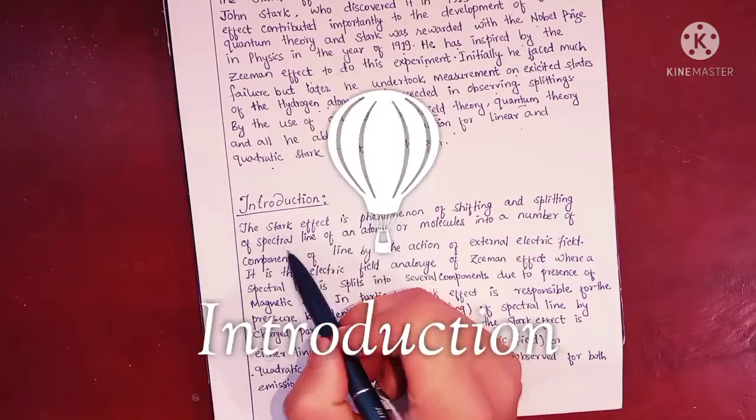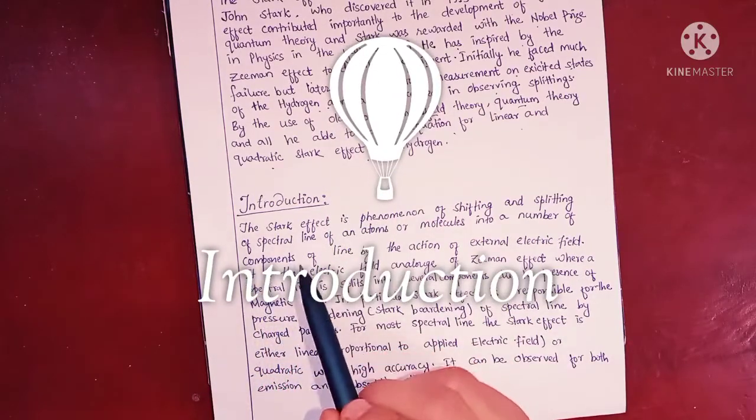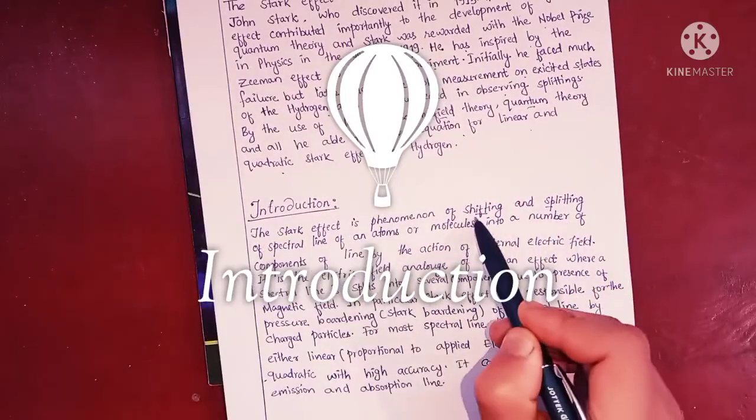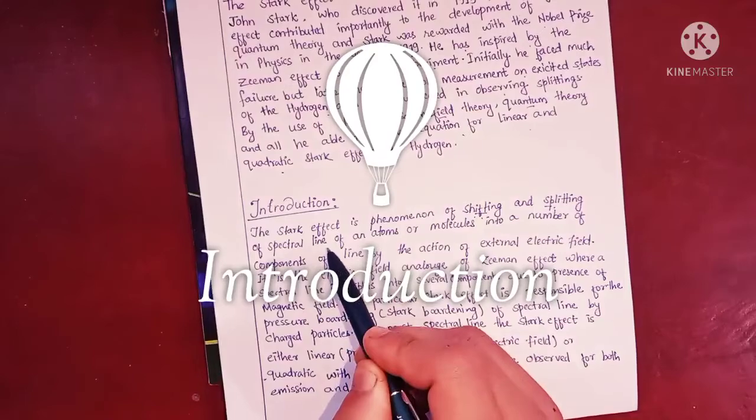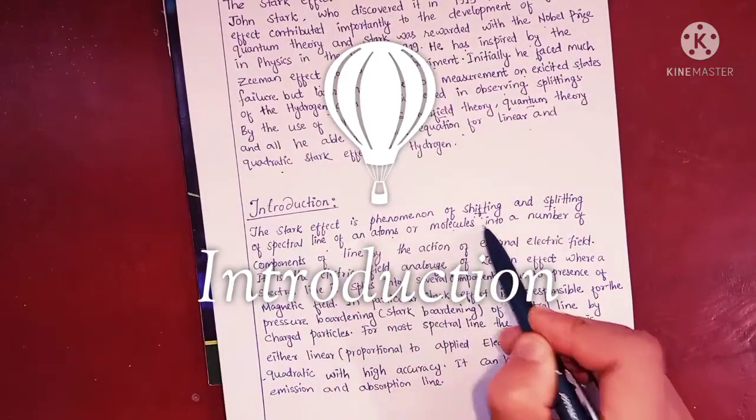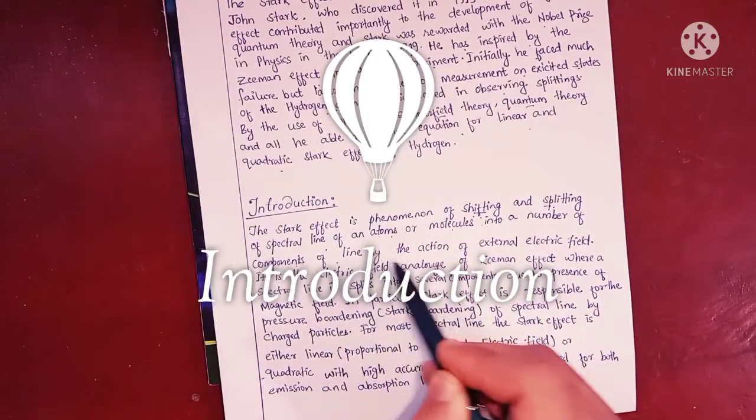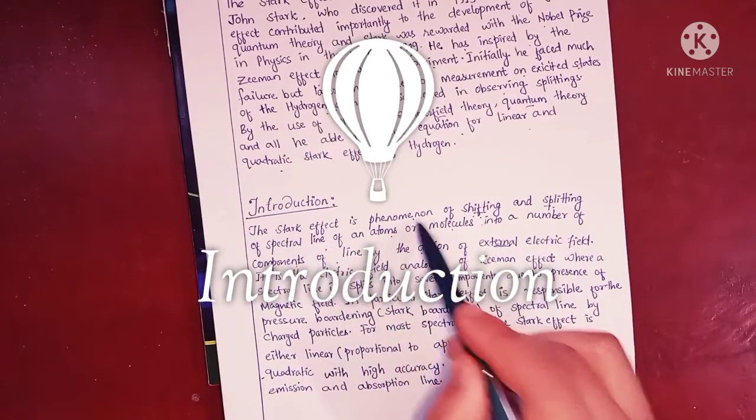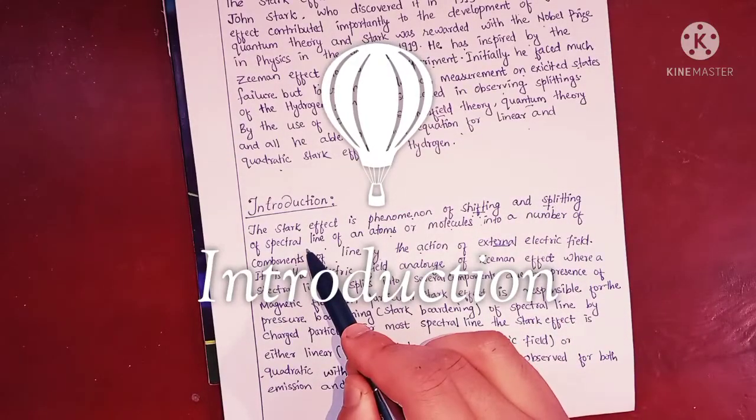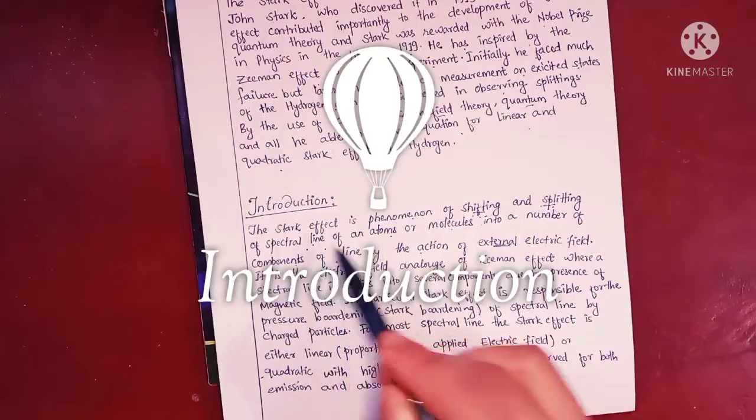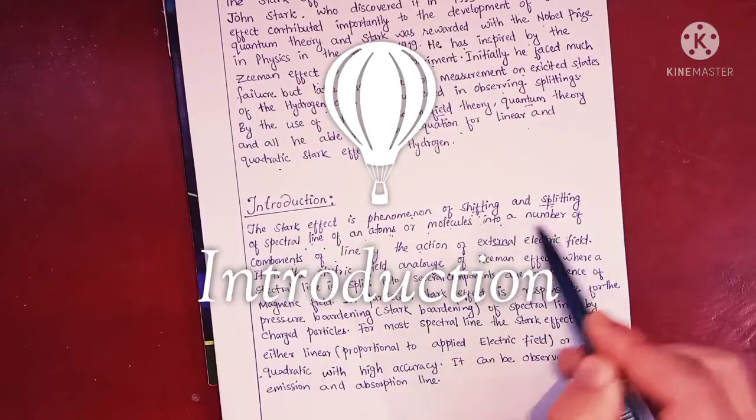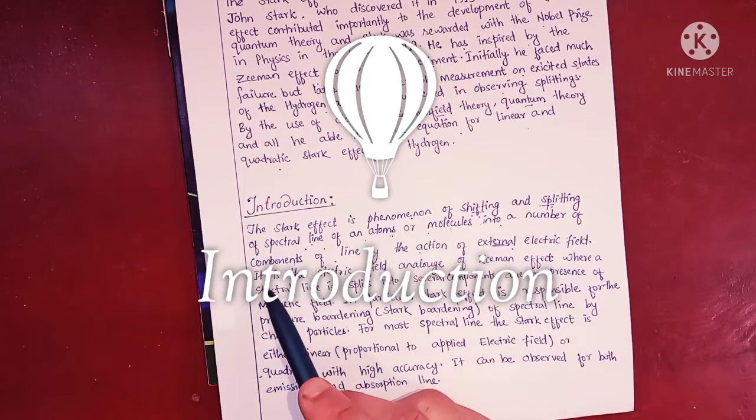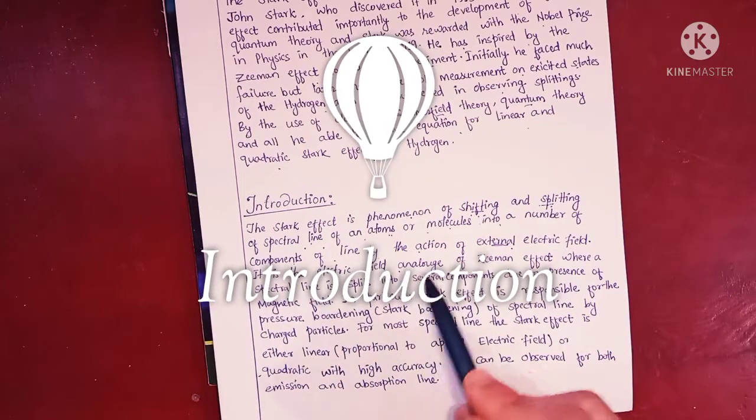Now in the introduction part, we discuss what actually the Stark effect is. It is the phenomenon of shifting and splitting of the spectral lines of atoms or molecules into a number of component lines by the action of an external field. That means this Stark effect splits the spectral lines of some atoms or molecules into different numbers of component lines by the action of an external electric field, analogous to the Zeeman effect.